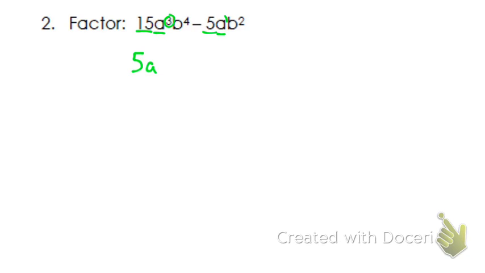And then my B's, I have B to the 4th and B to the 2nd, so they at least have 2 of those B's that are common with each other. And now what I'm thinking about is when I distribute this back inside the parentheses, 5 times something has to give me 15. Well, what is that something? That has to be a 3. And then we also have to think about a times something has to give me this a cubed. That would be a squared. And then b squared times something has to give me b to the 4th. And that would be b squared.